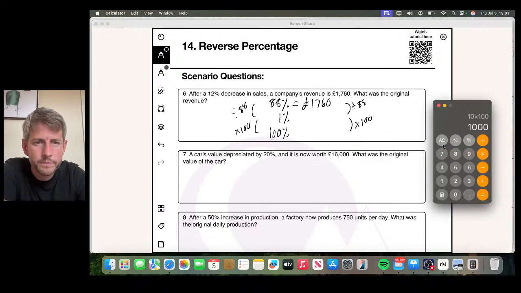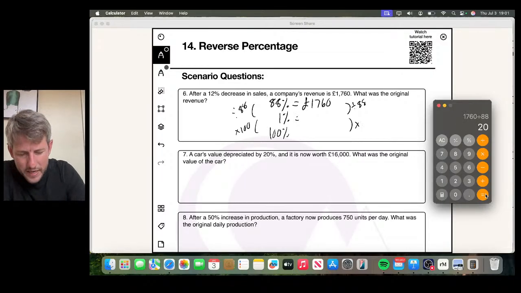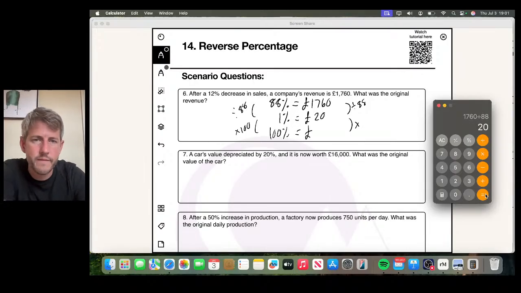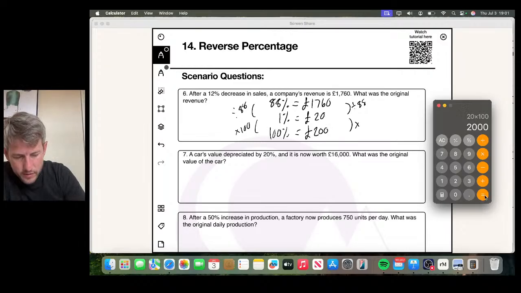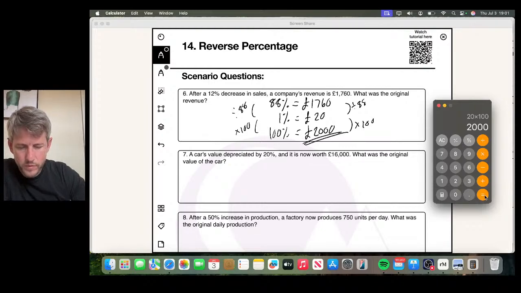So here we go. 1760 divided by 88 is 20. So 1% is £20. And then we can find out 100%. So let's times that by 100. And that will be £2,000. Great, and that's our answer.